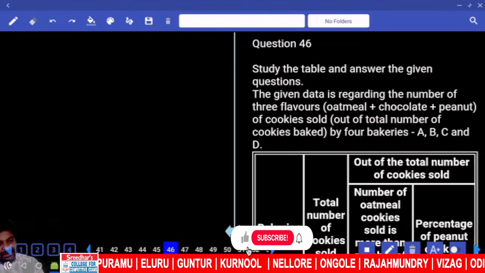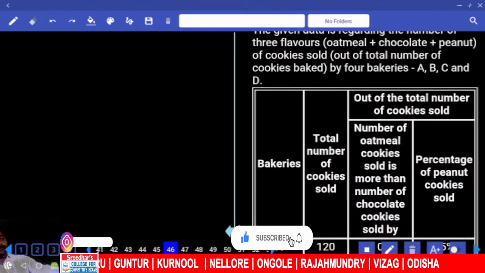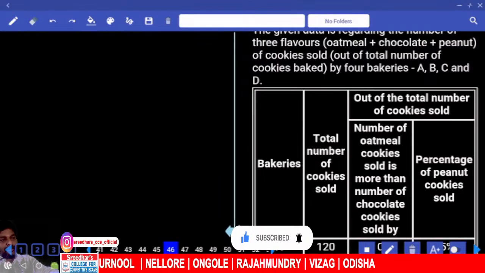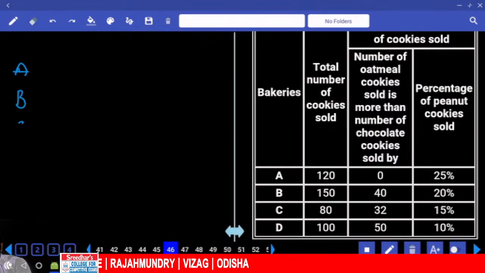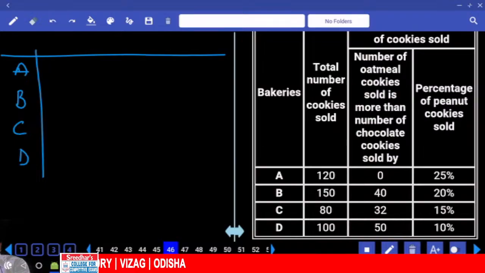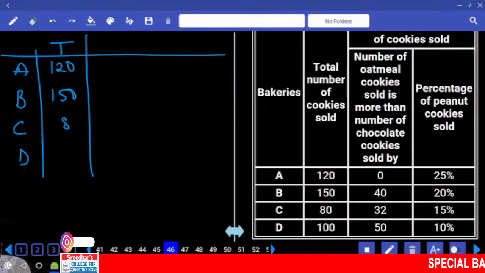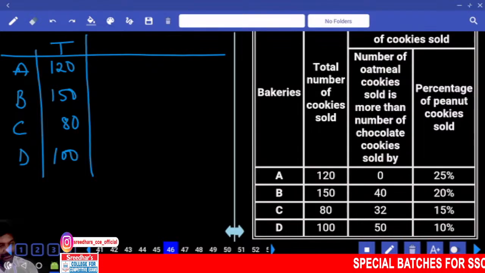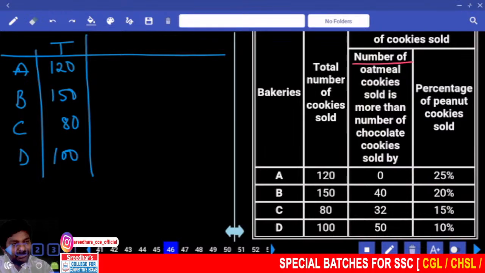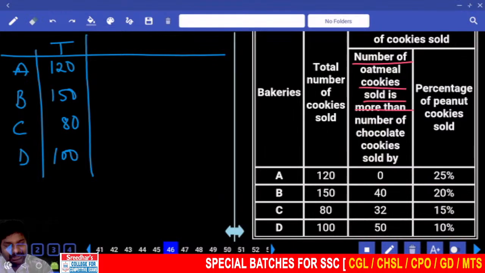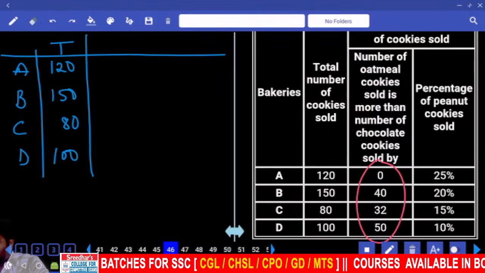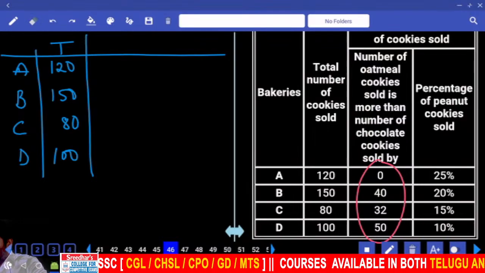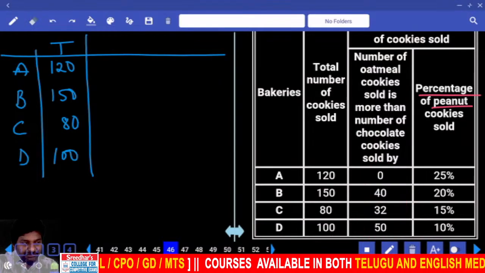The given data is regarding number of 3 flavors, oatmeal, chocolate, peanut of cookies sold by 4 bakeries A, B, C, D. Total, we already have 120, 150, 80, 100. Second one, number of oatmeal cookies sold is more than chocolate cookies sold by. That means here they are talking about difference. More than or less than. That means that is about difference. The last one is percentage of peanut cookies sold.